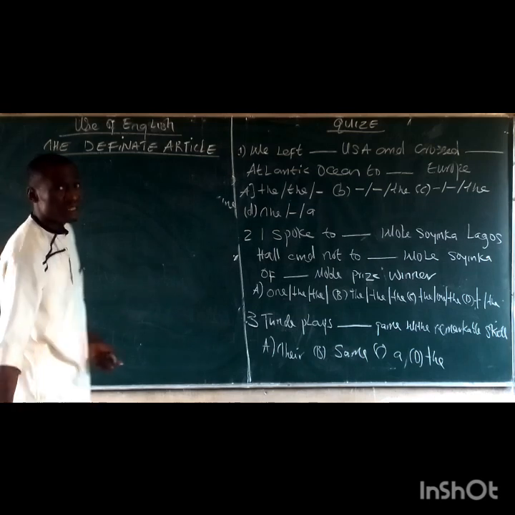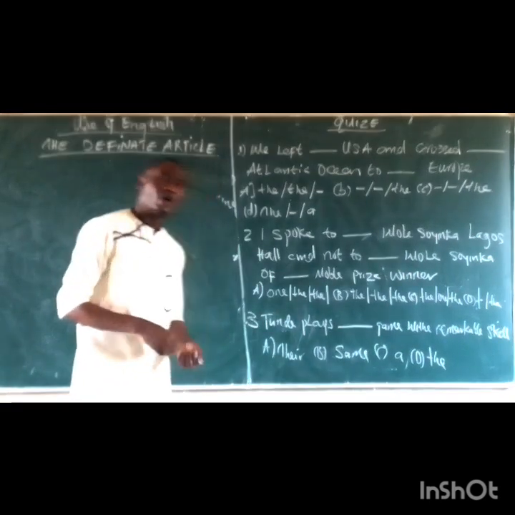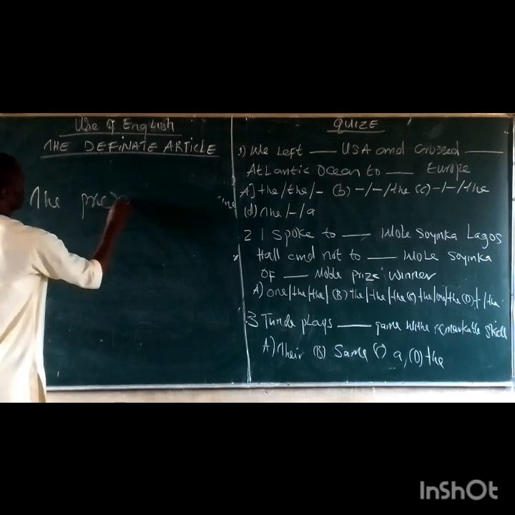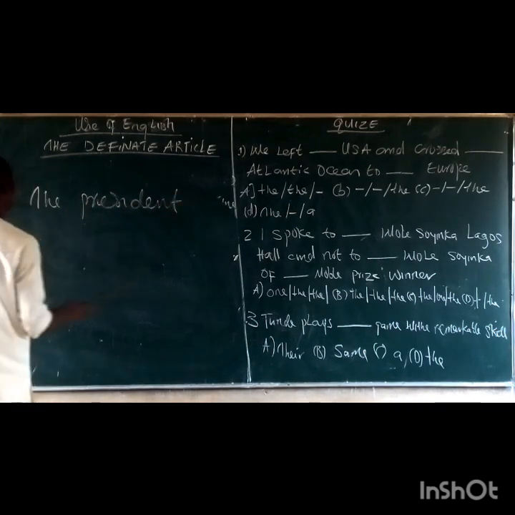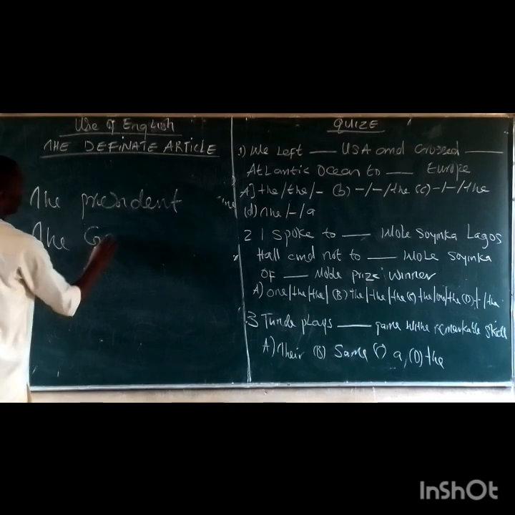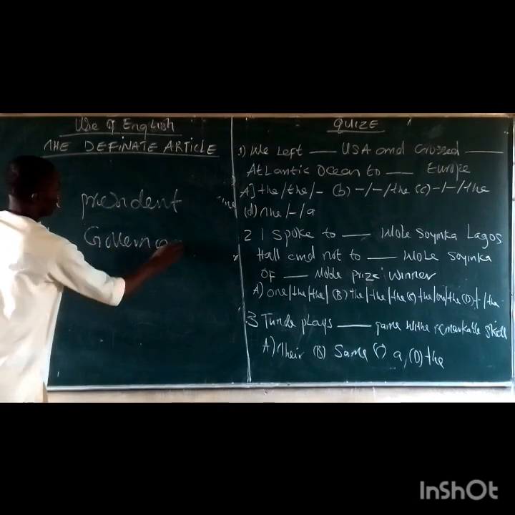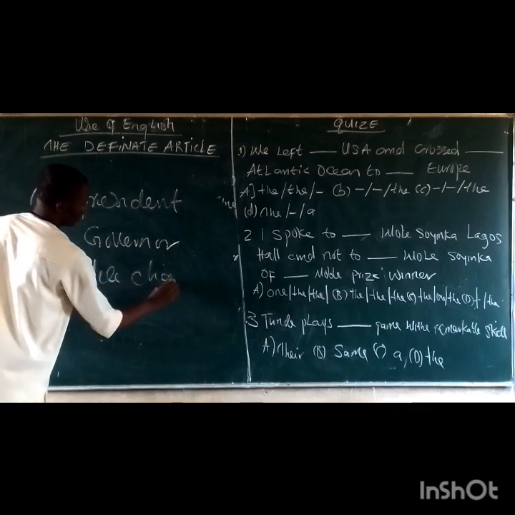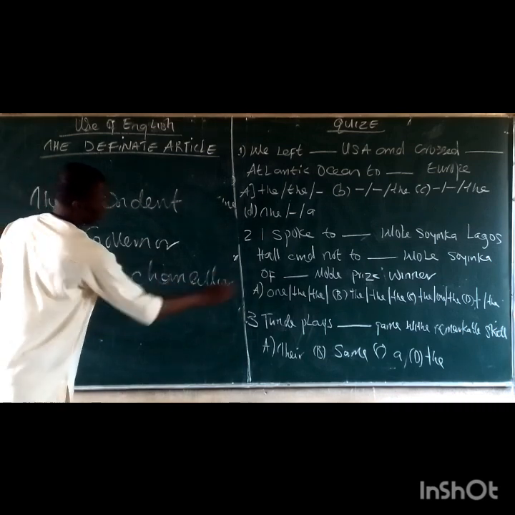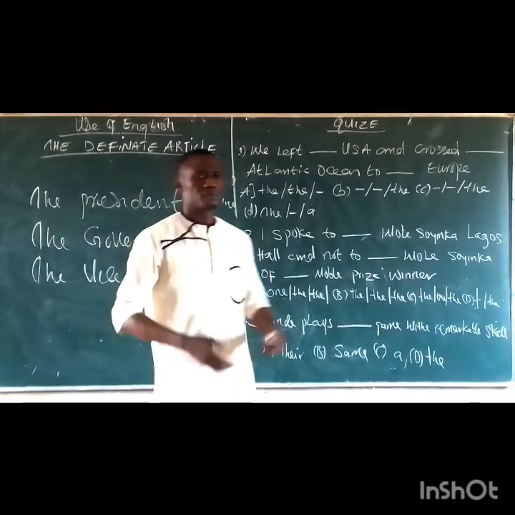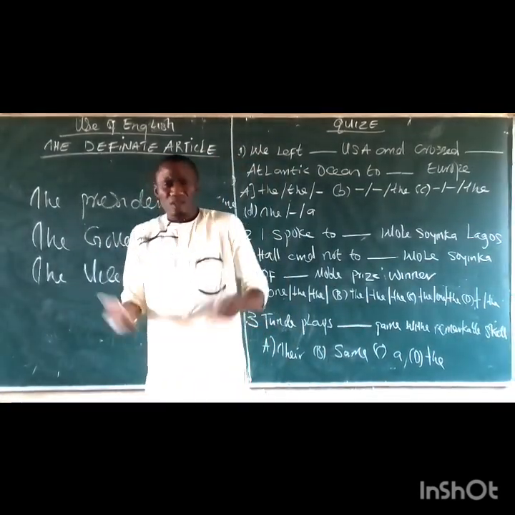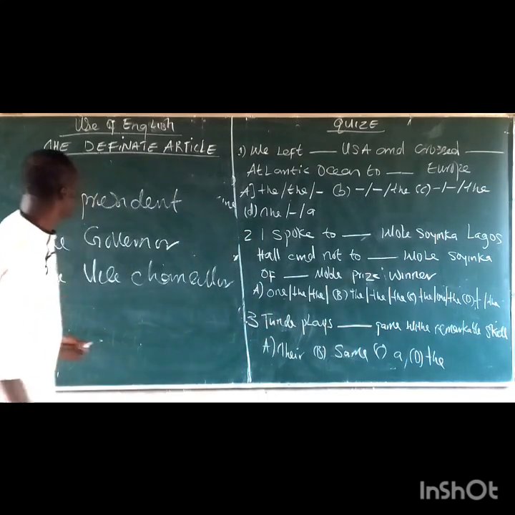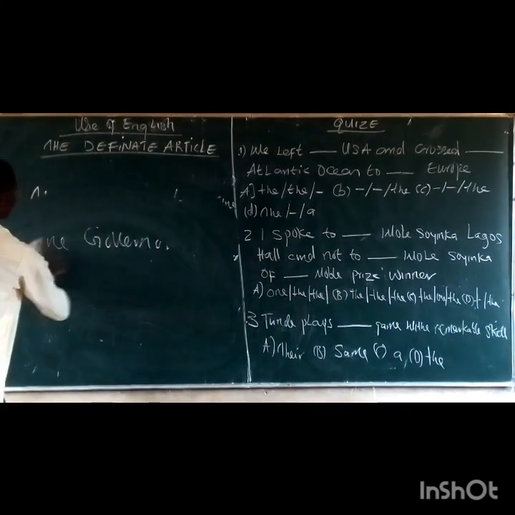Well, we have another one now. For instance, titles: the president, the governor, the senator. We can have the president. We can have the governor. We can have the vice chancellor. The senator. The House of Representatives. That's a title. The Nobel Prize winner. That's a title. Alright. Let's move to the next one.